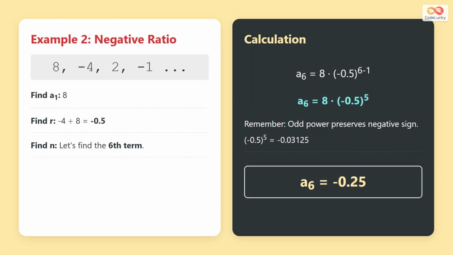What if the numbers alternate between positive and negative? Look at 8, negative 4, 2, negative 1. The first term is 8. The ratio is negative 4 divided by 8, which is negative 0.5. To find the sixth term, we plug these into the formula. Remember that raising a negative number to an odd power keeps it negative.